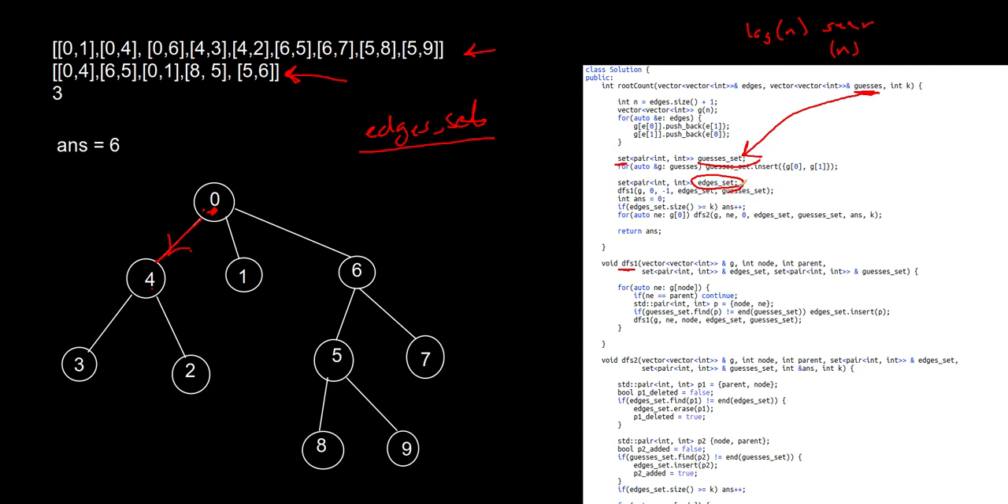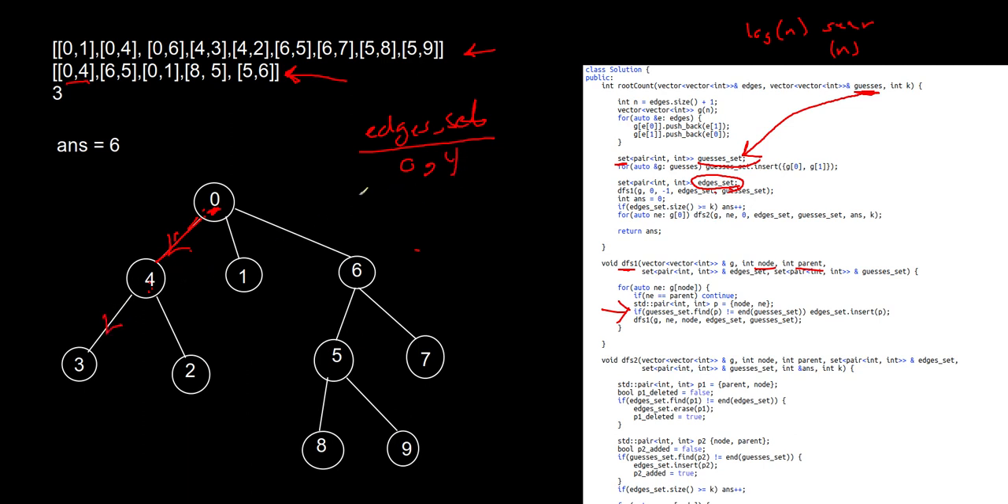Now the edges set will contain all the edges we visit, and those edges exist in the guesses set. For example, we start at root 0. Now we visit 4, so 0 is the parent, 4 is the child. We have the parent and we have the node. So does 0, 4 exist in the guesses set? That's what we are doing here. If yes, we will add it to this set. So we have 0, 4.